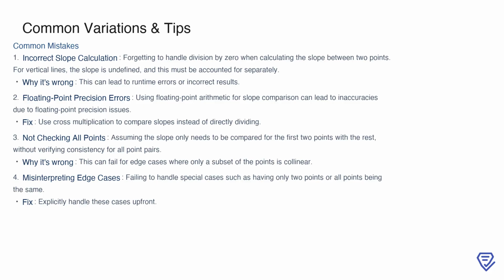Additionally, it's a mistake to assume that only the first 2 points need to be checked against the rest. Instead, all points must be verified to ensure consistency across every pair of points. Finally, edge cases such as having only 2 points or all points being the same are often overlooked. These cases should be addressed explicitly as part of your solution to ensure robustness.